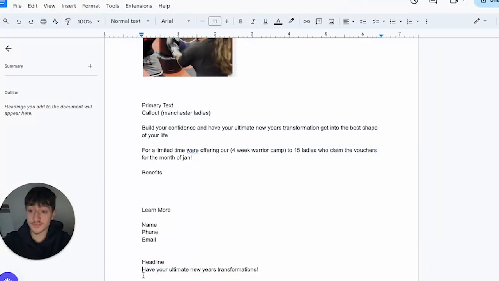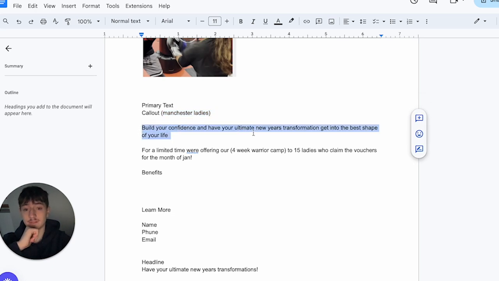And with the words, have your ultimate New Year's transformation, we're speaking directly to a lot of people who have fitness as a priority for their New Year's resolutions. So not only are we directly calling out the target audience that we are looking for, we are also calling out their exact pain points and offering a solution, right? Build your confidence and have your ultimate New Year's transformation. We're offering them a solution to their problems and get into the best shape of your life.